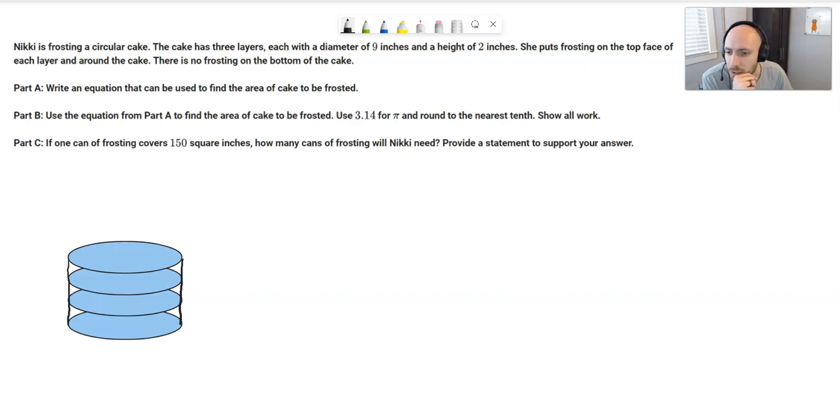And so we are going to be frosting the top of each layer, but we're not going to be frosting the bottom of each layer. So we're going to frost 3 out of these 4 circles, right? Because we're not going to frost this bottom part here.